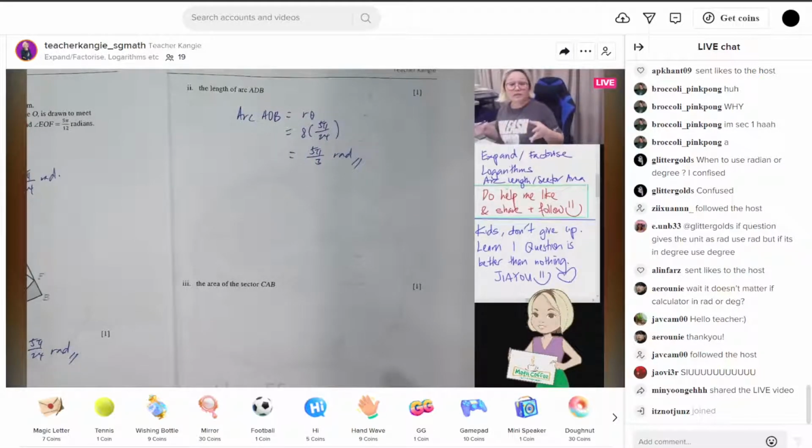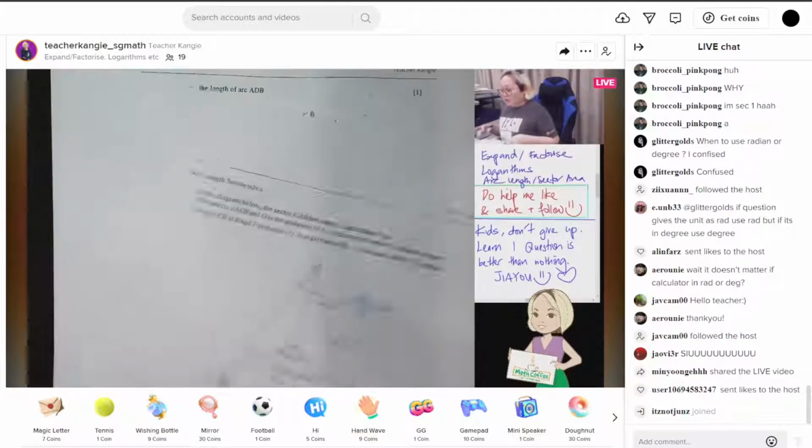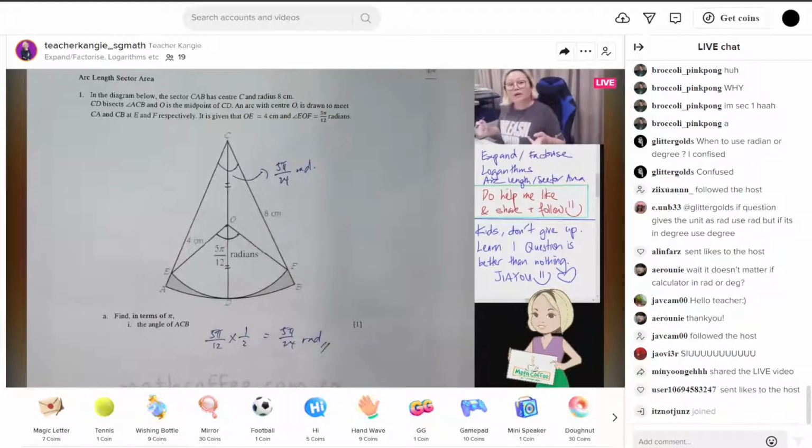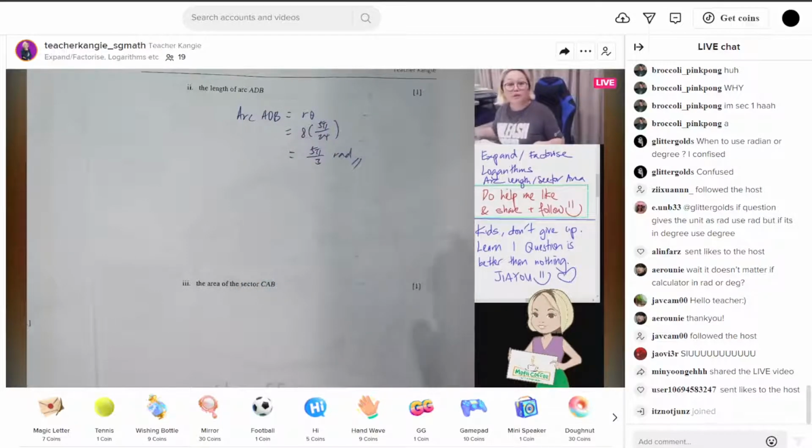So imagine if you don't want to use radian, you want to use degree, but they give you radian. Then how? You cry, lor. Actually the steps are so easy. You see what I did? I just do r times theta. Oh, answer already. I don't even have to panic.